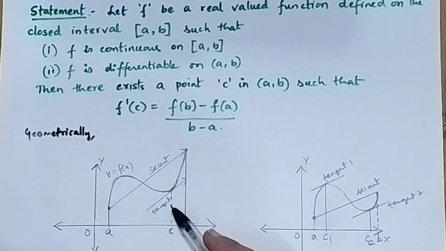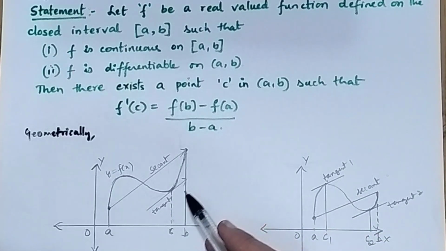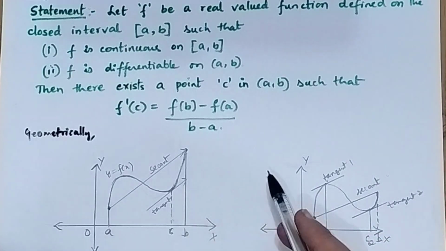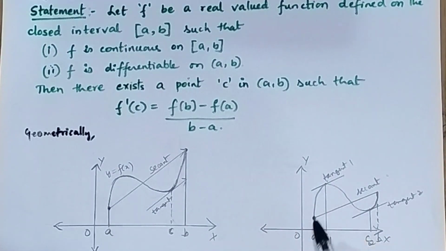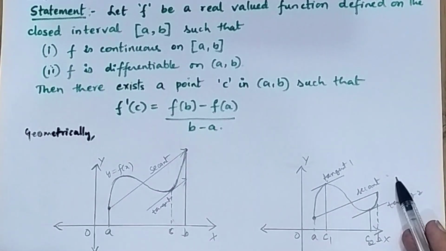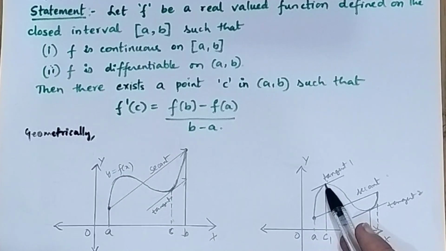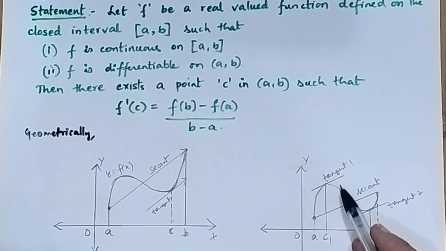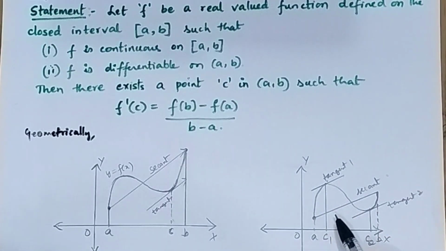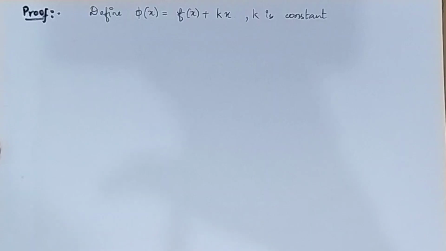There may be more than one point at which the tangent is parallel to the secant line. See, this is an example. Here, this is the secant passing through the endpoints (a, f(a)) and (b, f(b)). Now, there exist two points c1 and c2 at which tangents are parallel to the secant line. This is the geometrical meaning of Lagrange's mean value theorem.